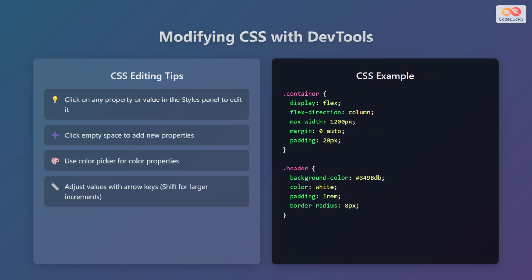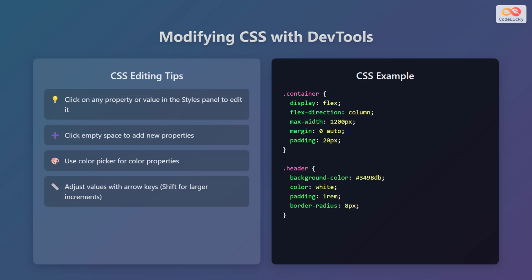Let's explore how to modify CSS with DevTools. Here are some CSS editing tips. Click on any property or value in the Styles panel to edit it. Click empty space to add new properties. Use the color picker for color properties. Adjust values with arrow keys, holding Shift for larger increments.